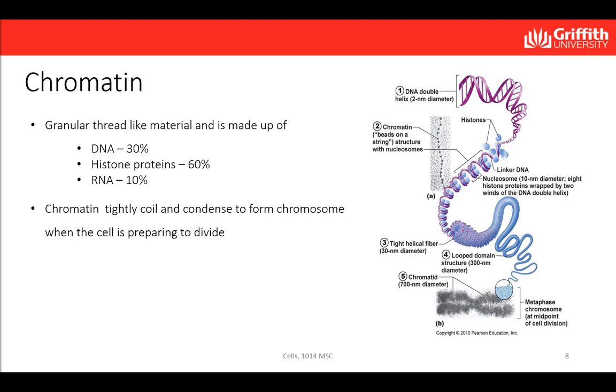Chromatin is typically made up of 30% DNA, 60% histone proteins, which tightly package and regulate the DNA, and 10% of newly formed DNA. The fundamental units of chromatin are called nucleosomes, which consist of flat disc-shaped clusters of 8 histone proteins that are connected like beads on a string by the DNA molecule. Chromatin plays a key role during cell division as it can tightly coil and condense to form chromosomes when the cell is preparing to divide.